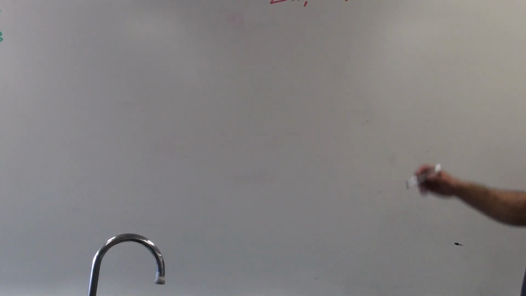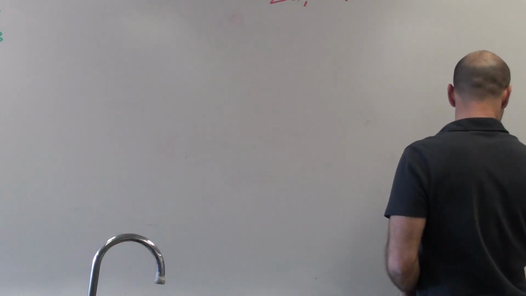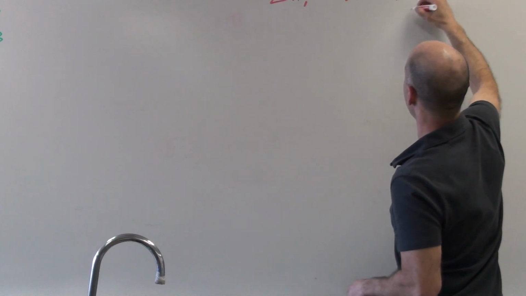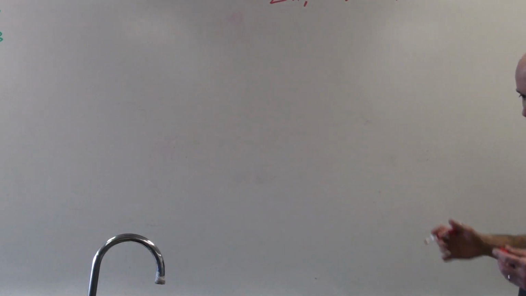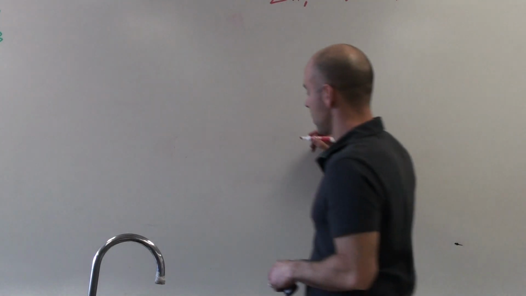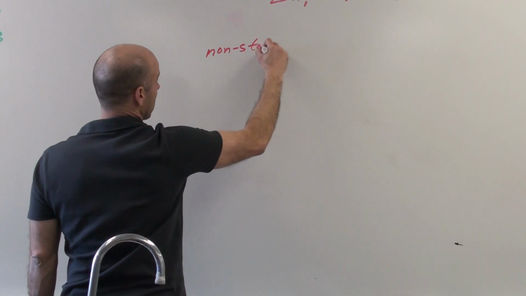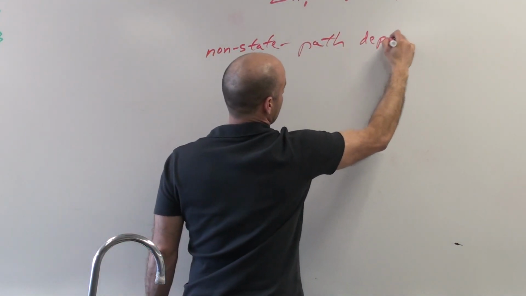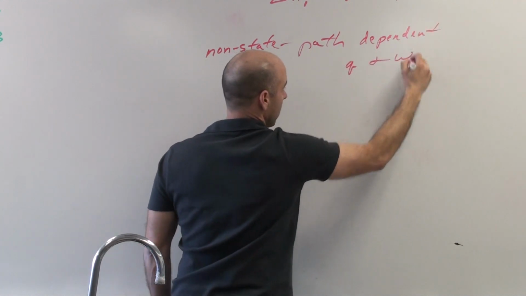We can also add on here the energy of a system, and depending on the book you use, it might be delta E, or they might call it delta U, but they're the same thing. It's the total energy in the system. Non-state functions are path dependent, and that is Q and W.